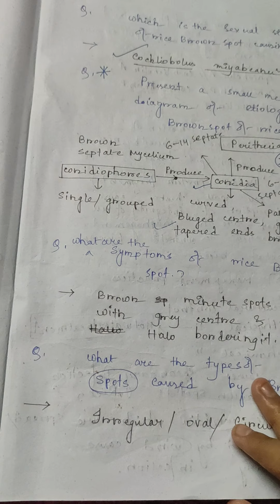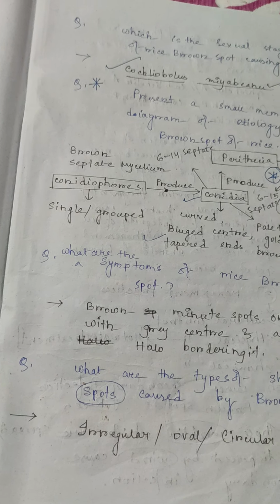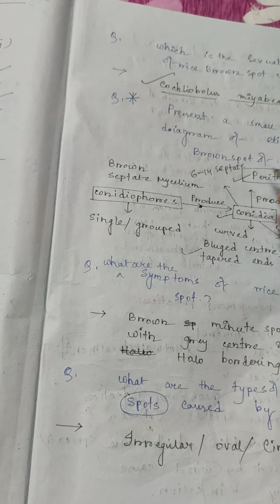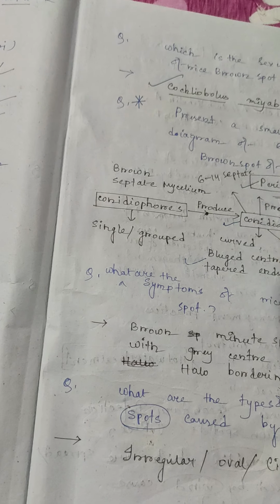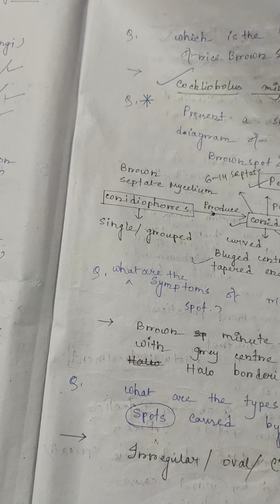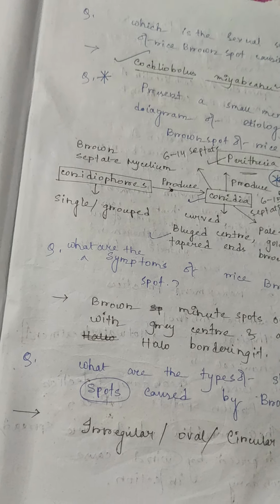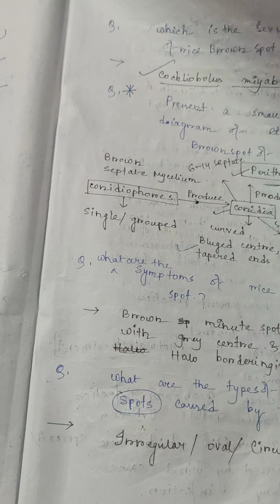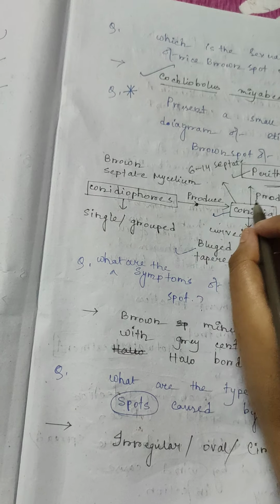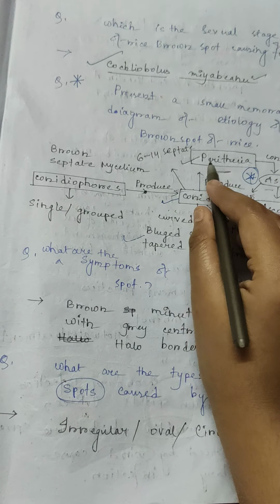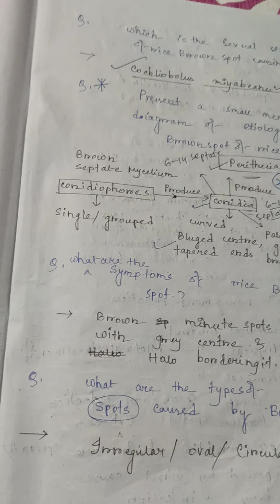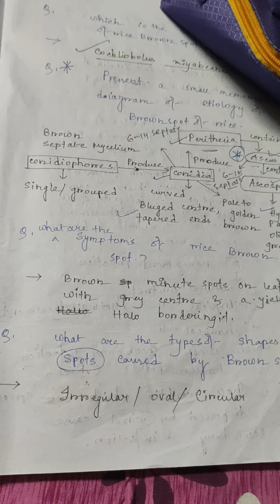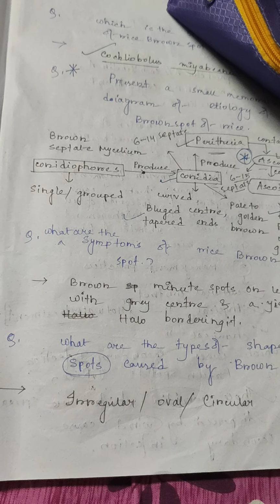Present a small memorable diagram of the etiology of brown spot of rice. Etiology, four types of etiology. First is perithecia. This perithecia contains asci, and the asci contain ascospores. Ascus is 6 to 15 septate. Conidia produce perithecia. This perithecia contains asci and asci contain ascospores.